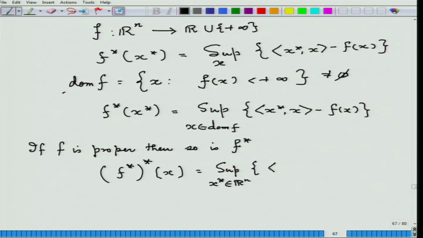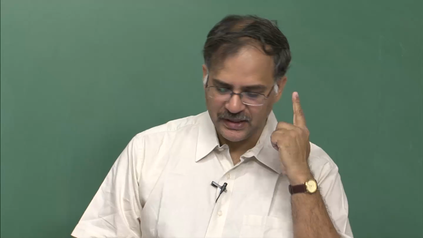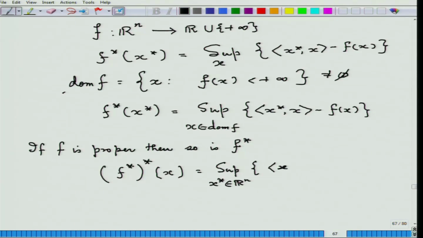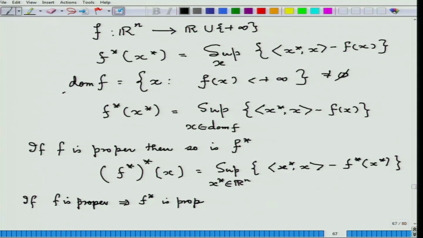Now, you see f star itself is a proper convex function, it is extended valued in general. So, here x is fixed and you are minimizing over x star. So, if f is proper, it implies f star is proper, means it has one finite value, and there is one x in R n for which f x is finite. Which I can also write as f star star is proper.